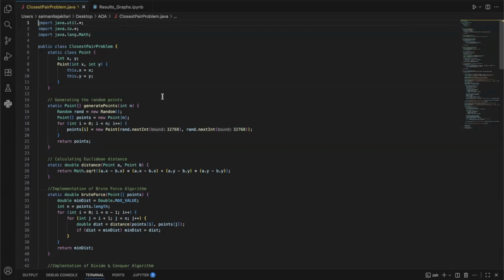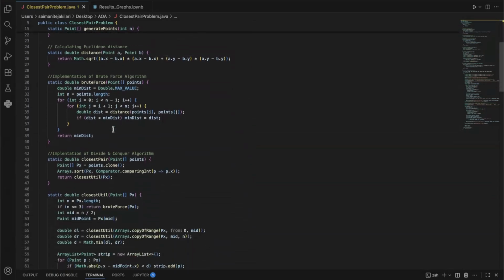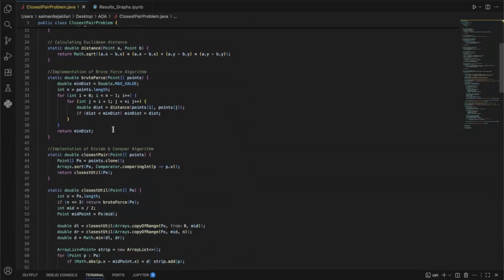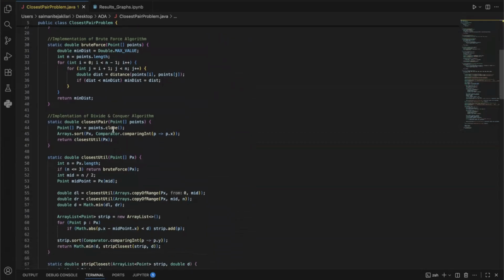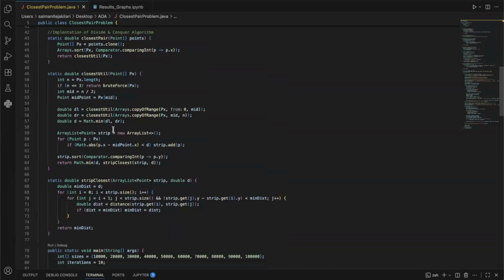First, I generate n random 2D points using a point class with x and y coordinates. Then I move to the distance function that computes Euclidean distance between any 2 points. The brute force method loops over all possible pairs of points using 2 nested loops, keeps track of the smallest distance seen so far, and returns the closest pair. Because it checks every pair, it has a theoretical runtime of n squared.